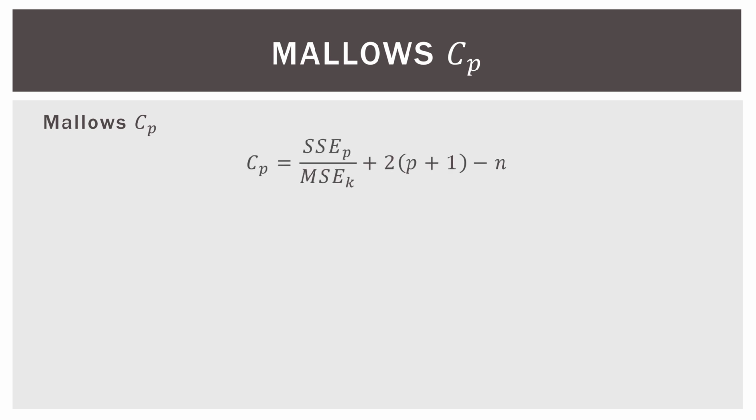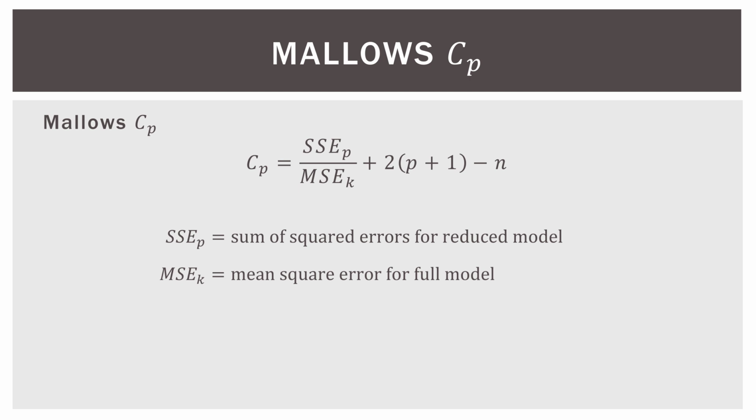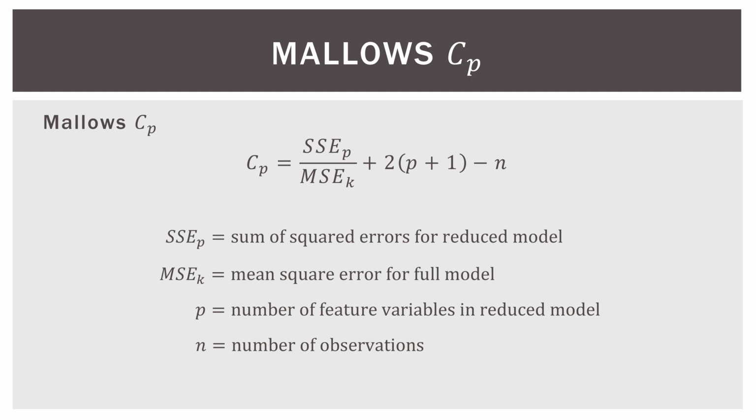It looks like this. So Mallows C equals SSE sub P divided by MSE sub K plus 2 times the quantity P plus 1, minus N. So in this case, SSE sub P is the sum of squared errors for the reduced model. MSE sub K is the mean square error for the full model. P is the number of feature variables in the reduced model under consideration, and N is just the number of observations in the model. So we only need those four things, and we can get all of them from Excel or from any other stats software package.